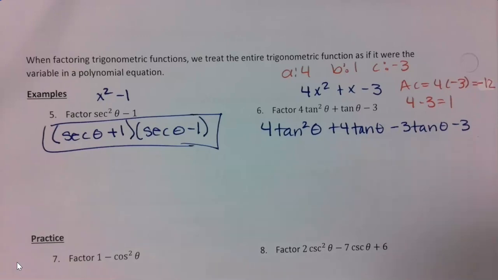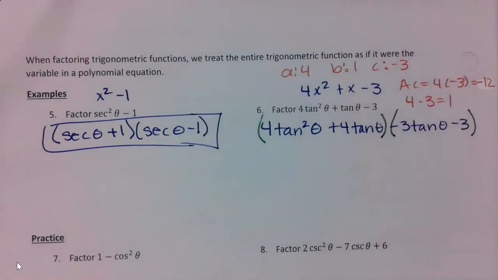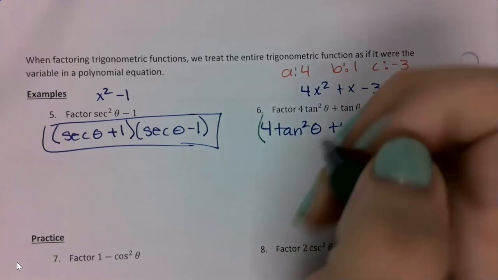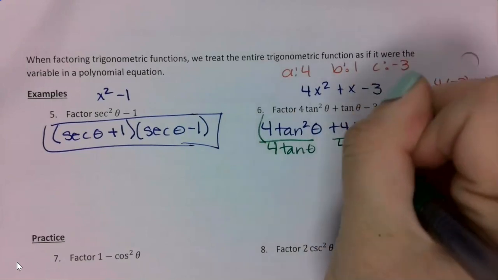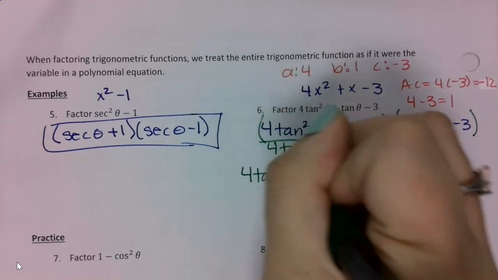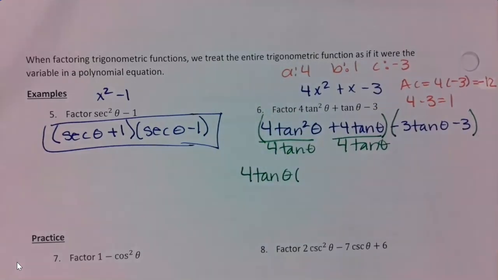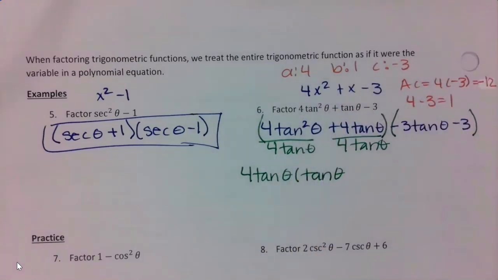Okay, then I want to factor by grouping. So I'm going to split these into 2 groups. What can I take out of my first group? What do they have in common? 4 tan. So when I pull out the 4 tangent, what do I get left over? 4 tangent squared divided by 4 tangent, just tangent. 4 tangent divided by 4 tangent. Anything? Yeah.